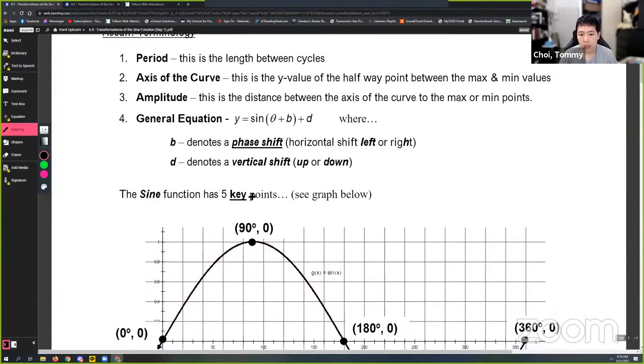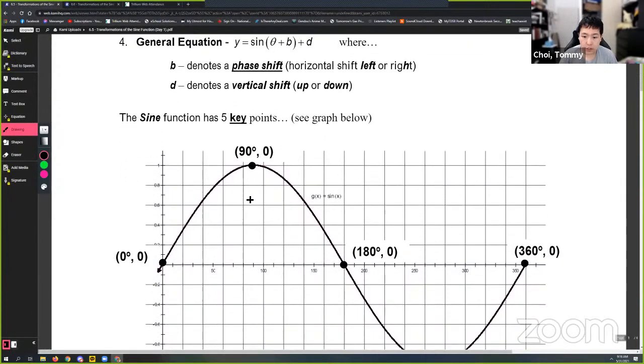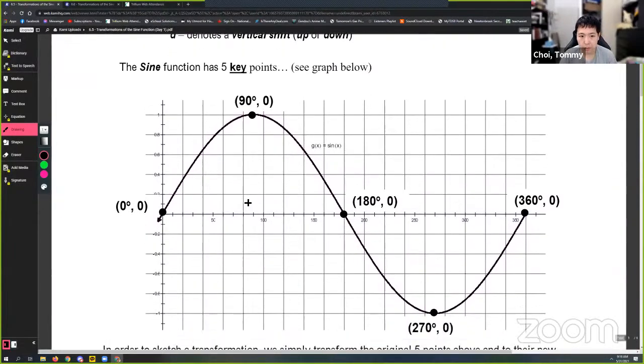Okay. So the reason why this is a lot easier than you think is because, well, these points are absolutely wrong. Whoopsies, there is an error here. It should not be 90, 0. This should be 90, comma 1. So 0, 0; 90, 1; 180, 0; 270, negative 1; and then 360, 0. Sorry, a couple typos here.